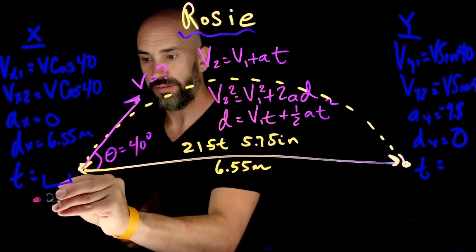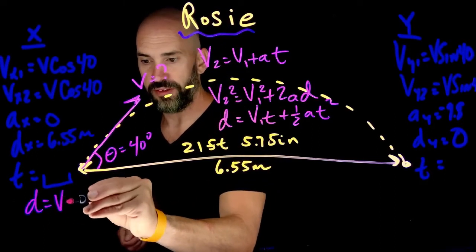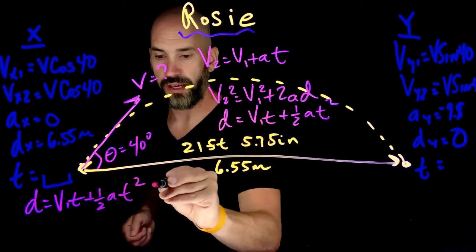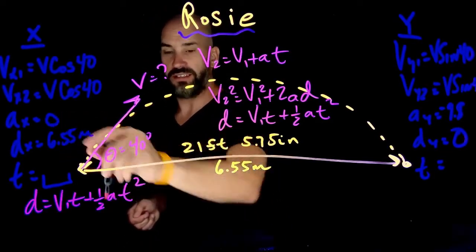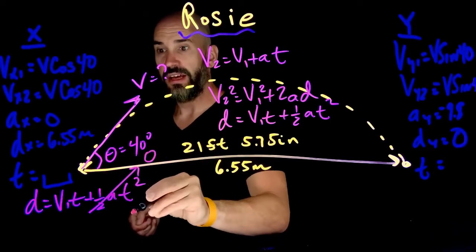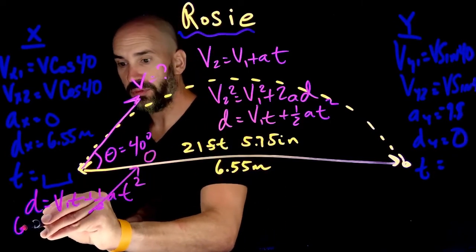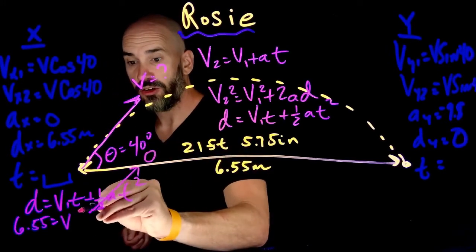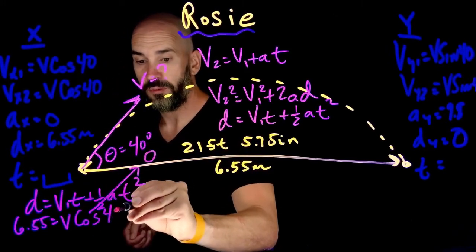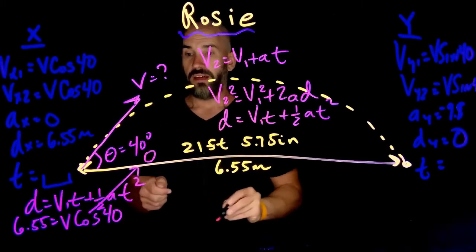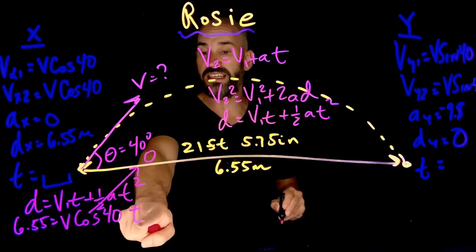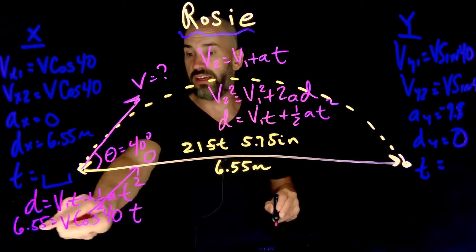So we have D equals V1T plus 1/2 AT squared, okay? A obviously is 0, so this goes away. And we know that D is just 6.55, and we know that V1 is V cosine of 40, so in other words, times T. In other words, if we can just find out what T is, we have everything and we can solve for V.